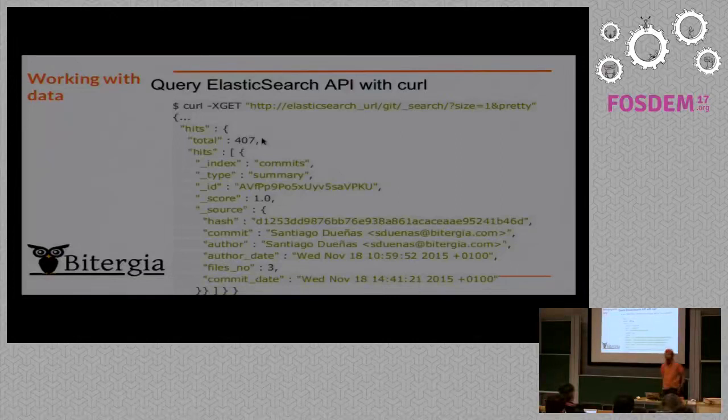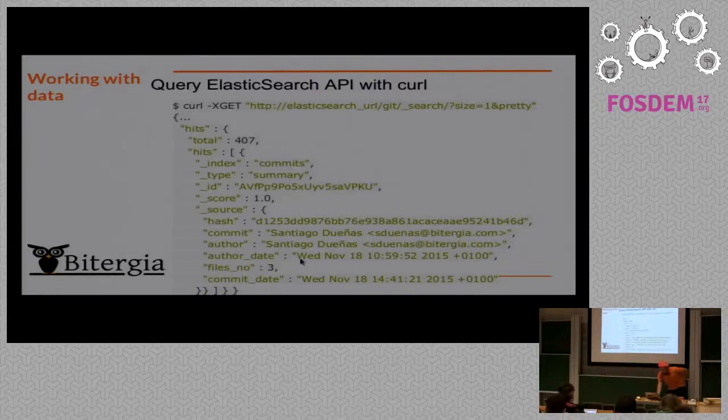And here's what you get. First of all, you get the size of the index. In this case, it was 407. And this is one example of a hit. A hit is each of the documents that is retrieved. I only asked for one, so I get one. And here you can find the kind of information that you have.